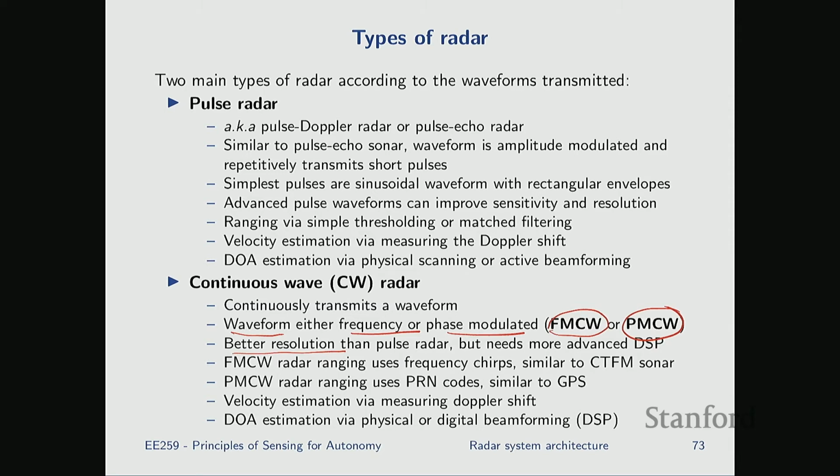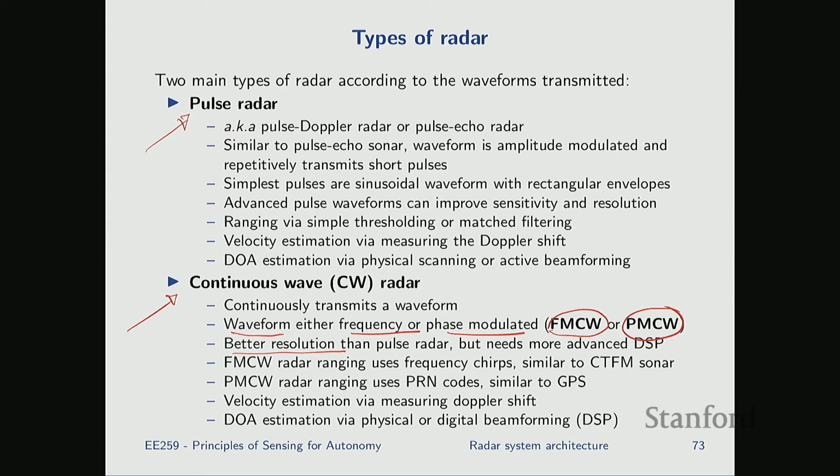Overall, they have better properties than pulse radar. So pulse radar pretty much is not used for robotics. It's used in other applications like military aviation and so on. In robotics we pretty much always use continuous wave radar.